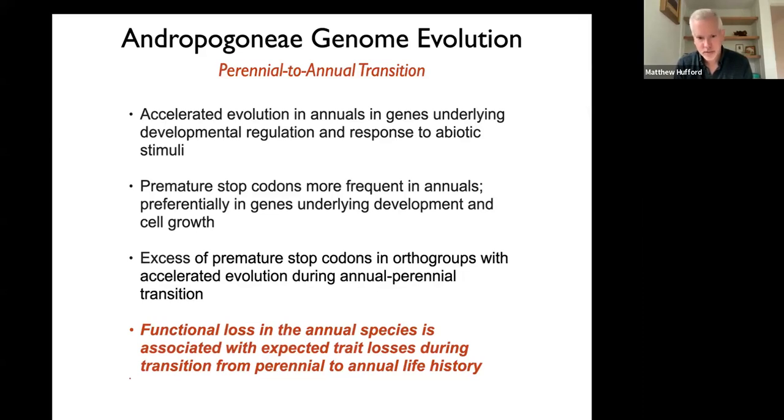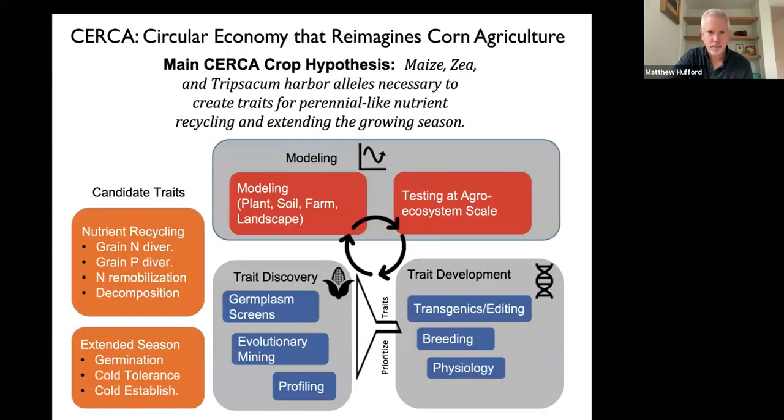And so the take home from their analysis and observations of these patterns is that the functional loss in the annual species is associated with this expected trait loss during this transition from a perennial to an annual life history. So perennials do things that annuals just don't do. Like at the end of their life, at the end of a particular season, they'll remobilize the nitrogen in their above ground biomass, and they'll send that below ground where it can then be stored for the next year's growth. So there are things that perennials do that annuals just don't do anymore. And so the genes that are underlying some of these traits are now degrading.